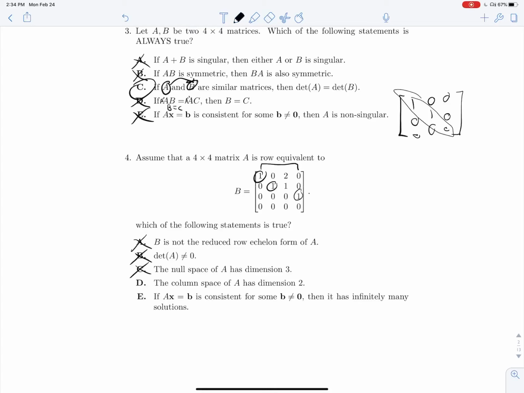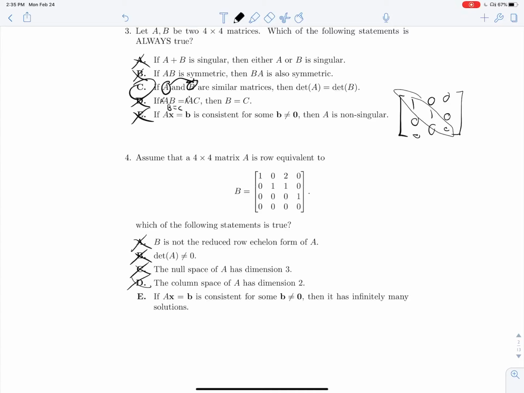And what about this? The column space has a dimension of 3. Well, that is true. We just said that the dimension of the column space, which is the same thing as rank, oh, sorry, I read that wrong. No, it is false. The dimension of the column space is 3 because we have three pivot positions. Okay, E, if AX equals B is consistent for some B not equal to 0, then it has infinitely many solutions. Well, you can think about what this matrix is doing, because it has 3 pivot positions and it has 4 columns, as taking in all of 4D space as an input and outputting 3D space as an output.